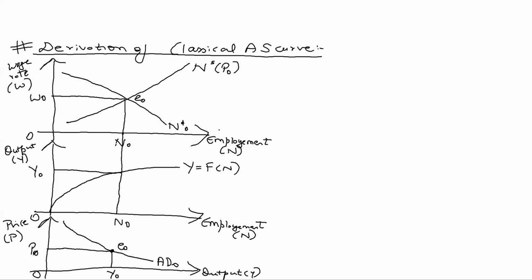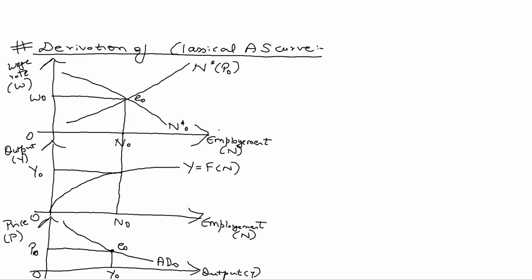Okay, so I'm quickly revising. The first diagram is the labor market. Labor demand curve is downward sloping. Labor supply curve is upward sloping and is drawn for a given level of price level. Initially, the labor market is in equilibrium at point E0. W0 is the wage rate. N0 is the initial level of employment. Corresponding to that, my production function is Y as a function of N. And when N0 amount of employment is there in the economy, the output produces Y0.